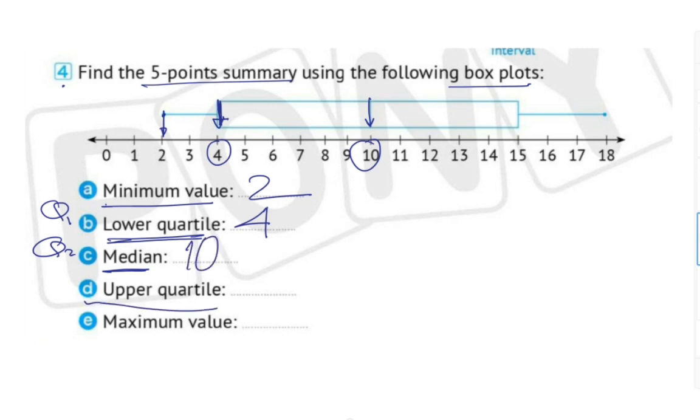Upper quartile, Q3. This line shows us the upper quartile, or Q3. The maximum value: this end point leads us to the maximum value.